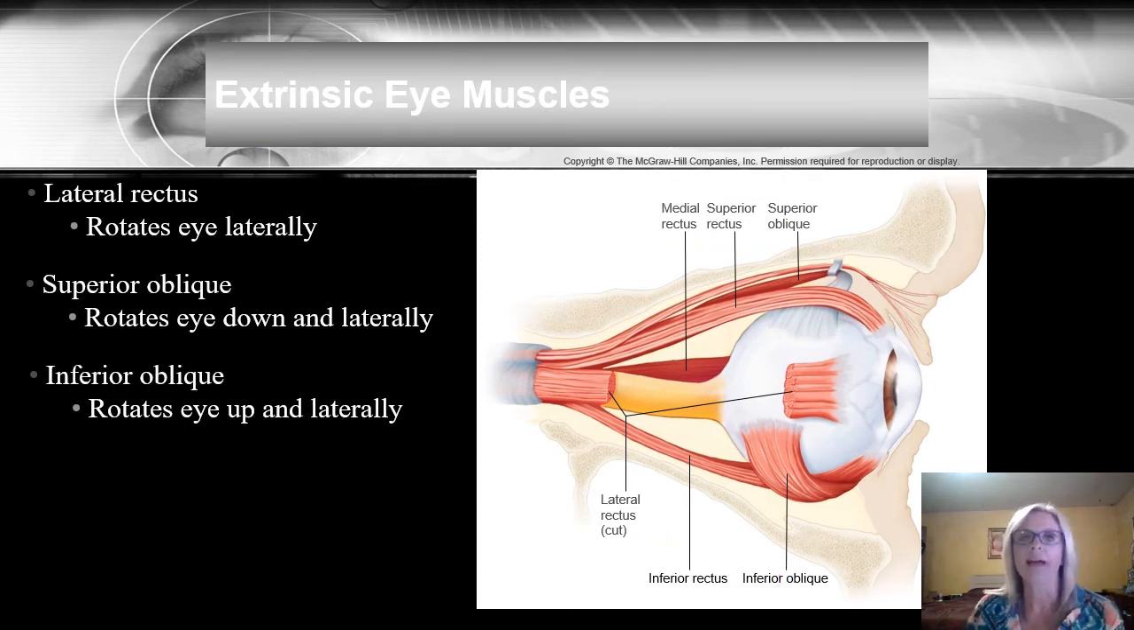Next, we have the lateral rectus, which rotates the eye away from the midline, which of course is what lateral means. So it is cut away here so that you can see, but the lateral rectus would be right here.